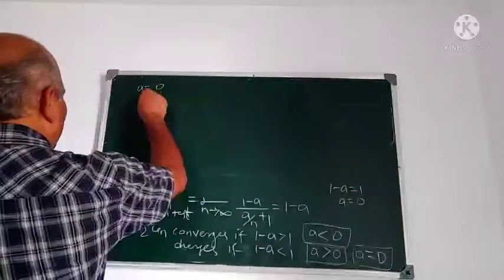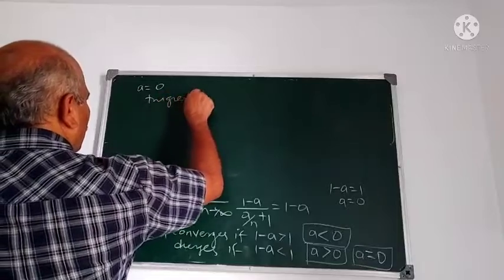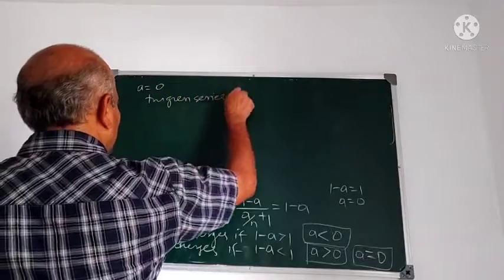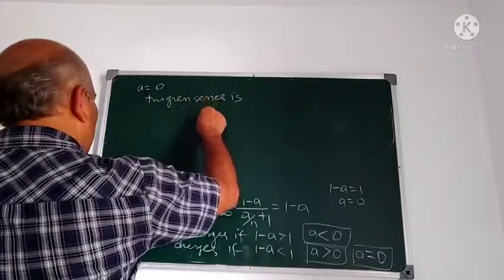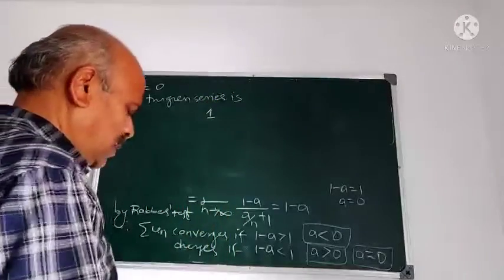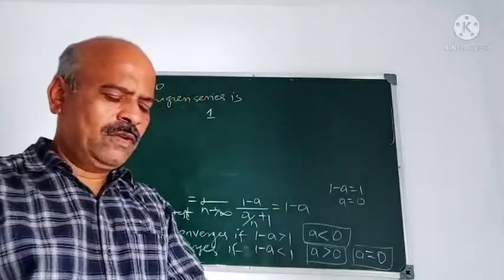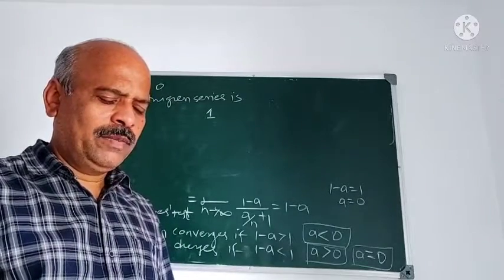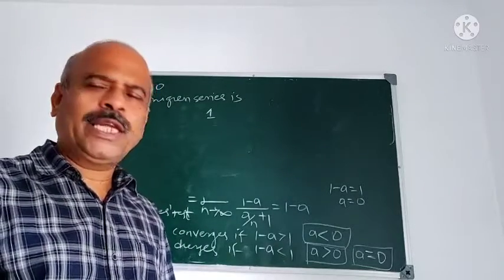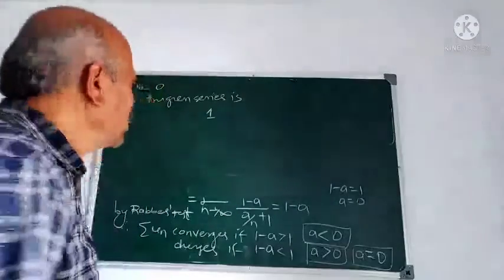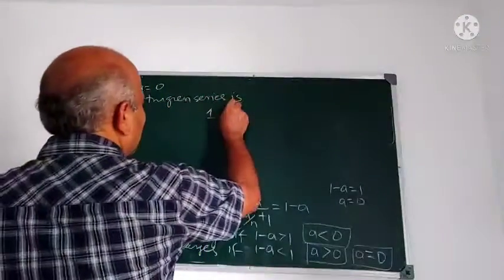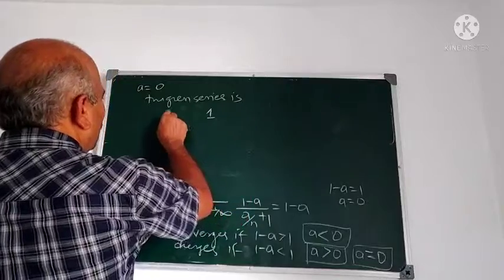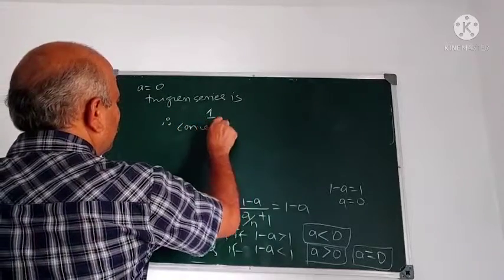The given series becomes, a is 0 means only 1. Because what is the given series? 1 plus a into a plus 1 by 1 into 2, a into a plus 1, a plus 2 by 1 into 2 into 3, etc. Correct? So the given series is 1. Therefore converges.